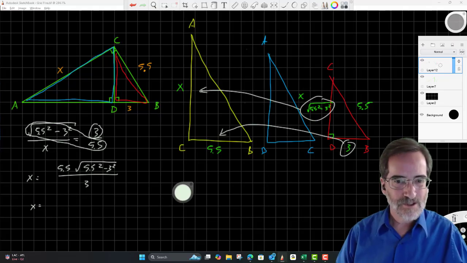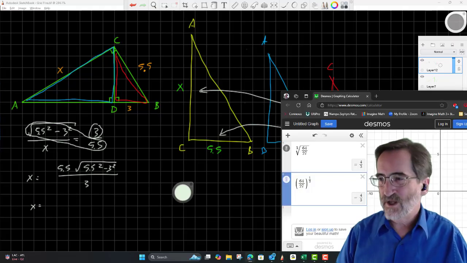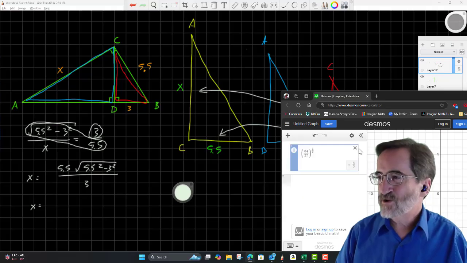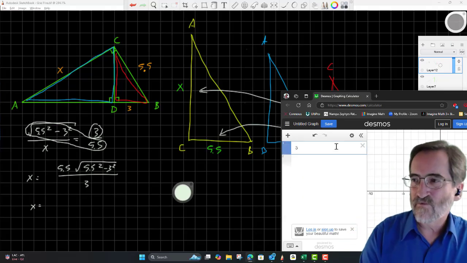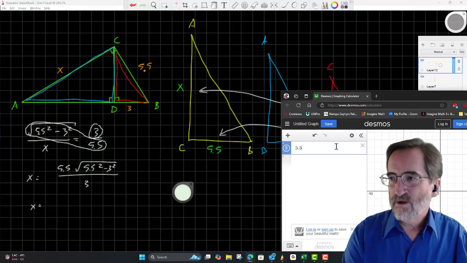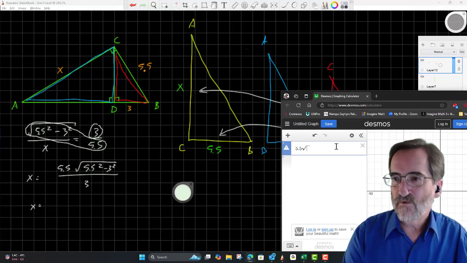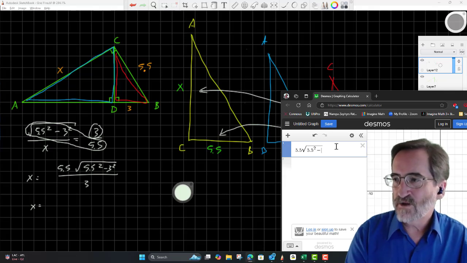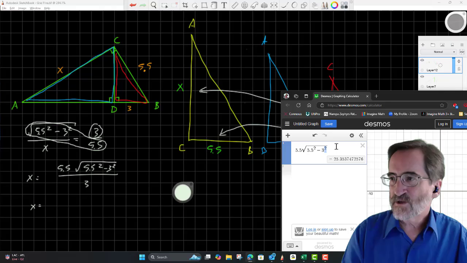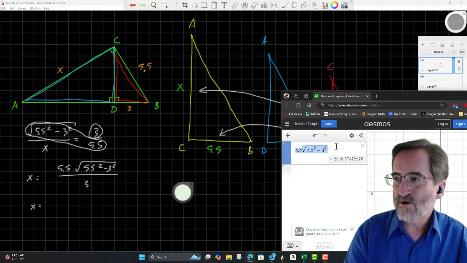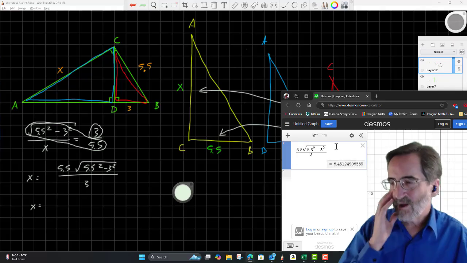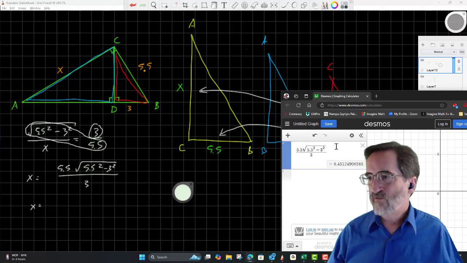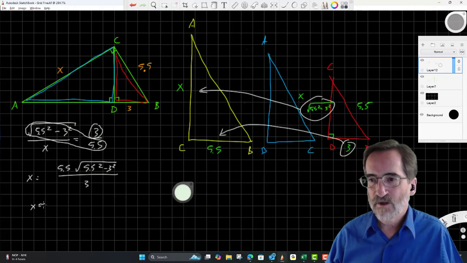And so here we go, Desmos. You can enter this expression just as it's written: 5.5, square root, 5.5 squared, right arrow, minus 3 squared. Hold down Shift and left arrow to select it all, or click and drag to select it all, over 3. Okay, and we get 8.45. X is approximately 8.45.